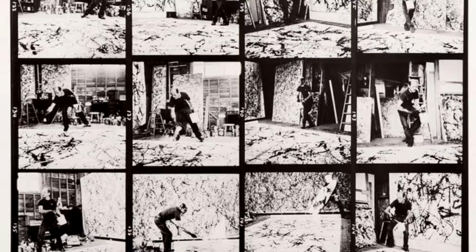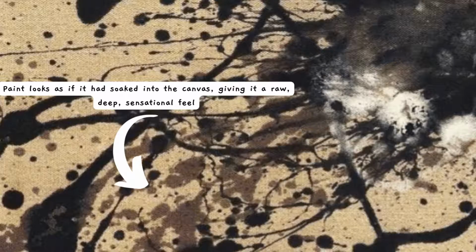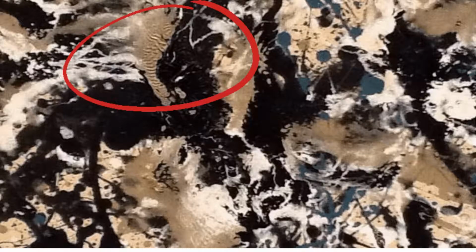Pollock did not prime or seal his canvas. Painting directly on the canvas allowed the paint to seep in and become one with the canvas, rather than just sitting on top of its base, creating all kinds of different textures, cracked, dry, and glossy.